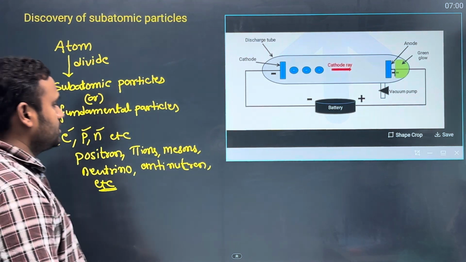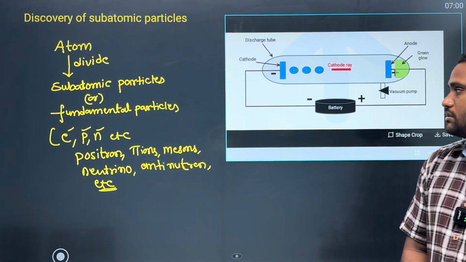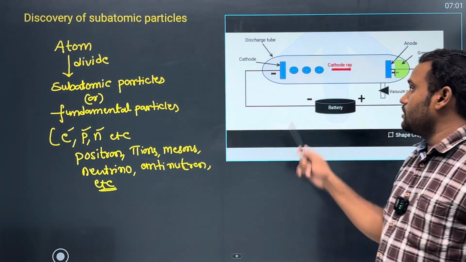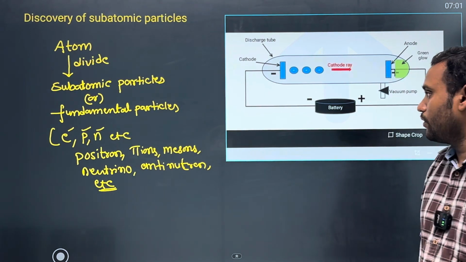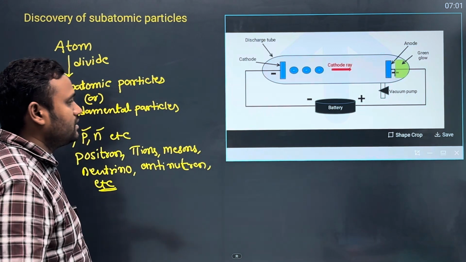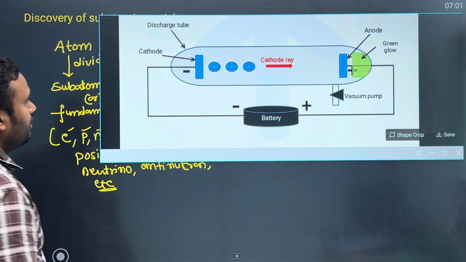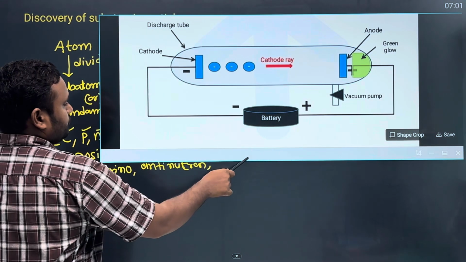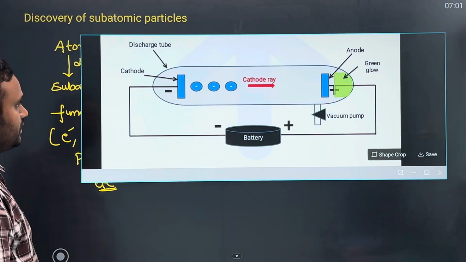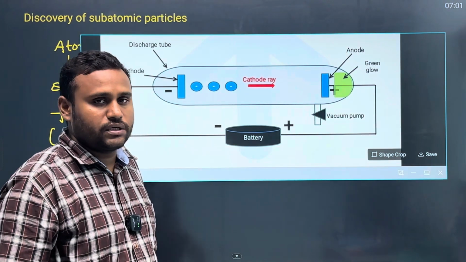Okay. Now let us discuss the discovery of these subatomic particles. These subatomic particles were discovered by using the discharge ray tube. Okay, so this is the discharge ray tube. So who designed the discharge ray tube? The discharge ray tube was designed by the scientist William Crook.